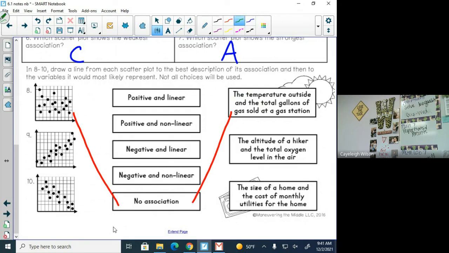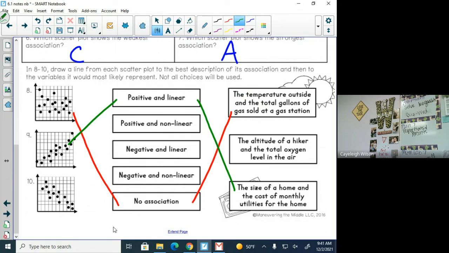Okay. The number 9, is that positive or negative? Positive. Is it linear or non-linear? It is linear. It's positive and linear. It's going up from left to right, and it's pretty much in a straight line there. All right, so it says the altitude of a hiker and the total oxygen level in the air, or the size of the home and the cost of the monthly utilities. Which one? Yeah. The home. The home. Because the bigger the house, the more the utilities cost. So that's an increase and an increase, which makes it positive.